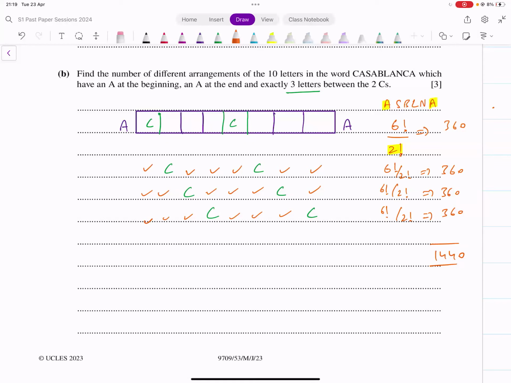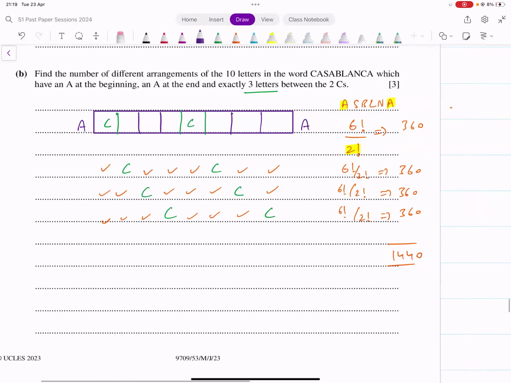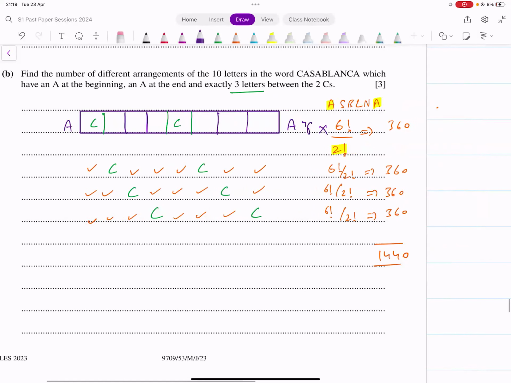For p1 for what? After 6 factorial over 2 factorial? Are you saying multiply by 4p1? That will be 4, yes, but that does not make sense. Why 4p1? 4p1 means arrange 1 out of 4 objects. That's not what we're doing.